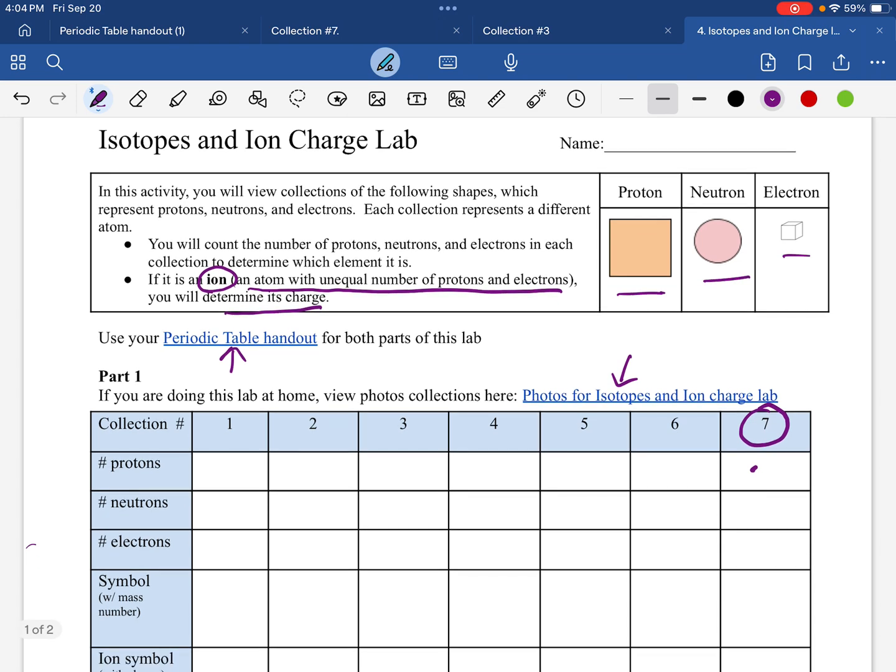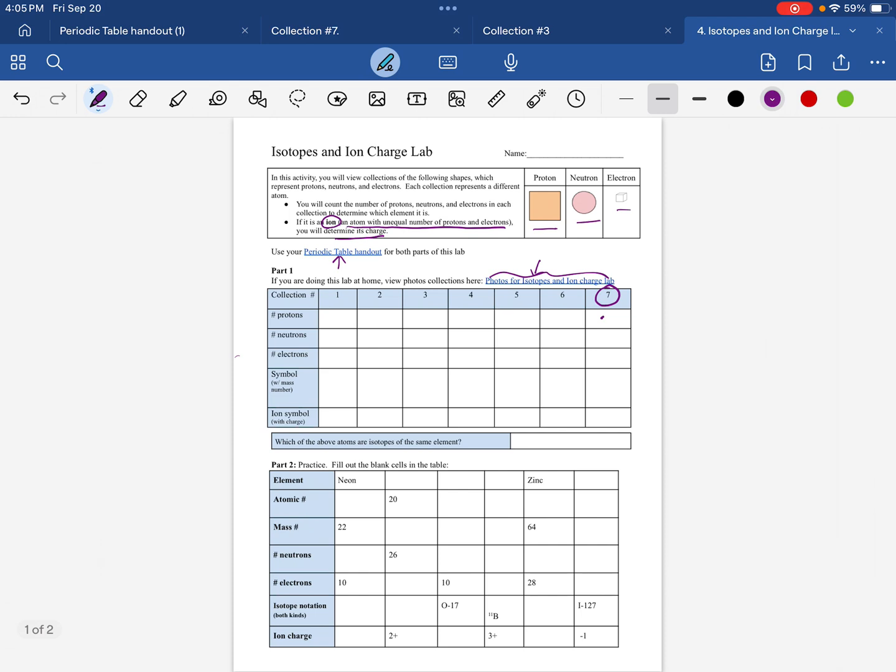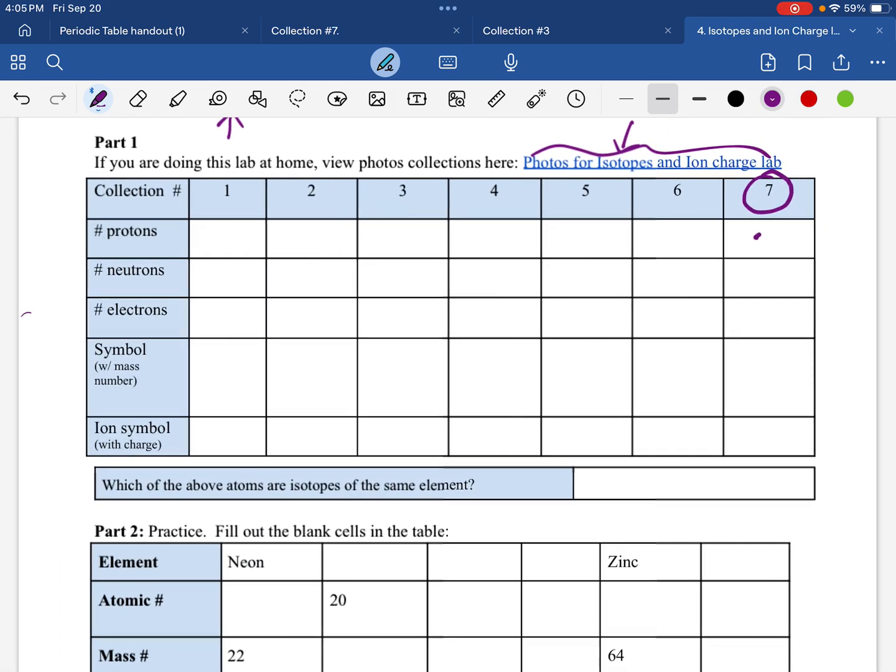So let's look at collection number 7. This link here is a folder that has pictures of each collection. So here's the picture of collection 7. Notice that we have 1, 2, 3 protons, represented by the squares, 1, 2, 3, 4 neutrons, represented by circles, and 2 electrons, represented by cubes. So let's go back and record that. So we have 3 protons, 4 neutrons, 2 electrons.